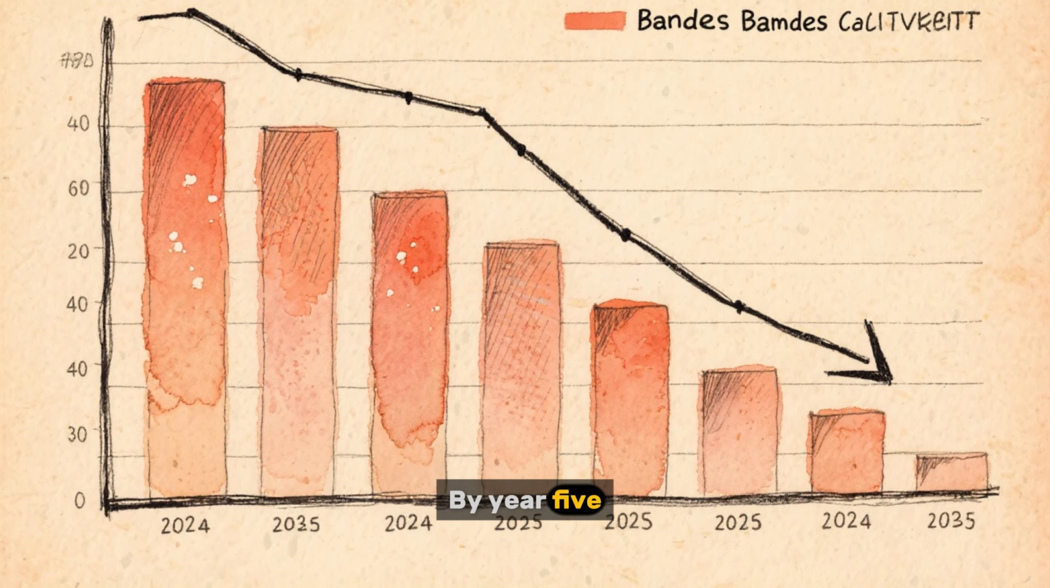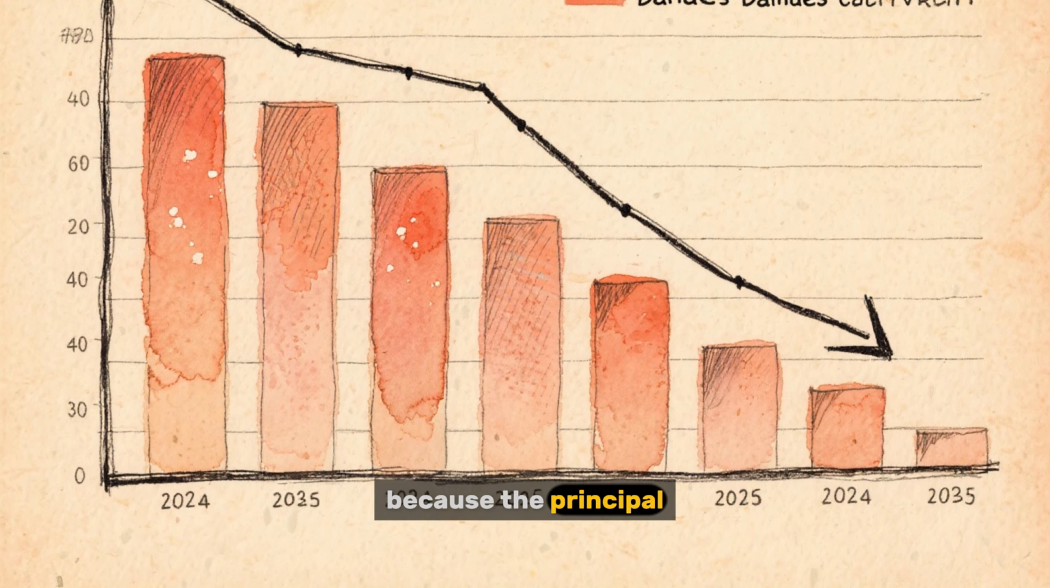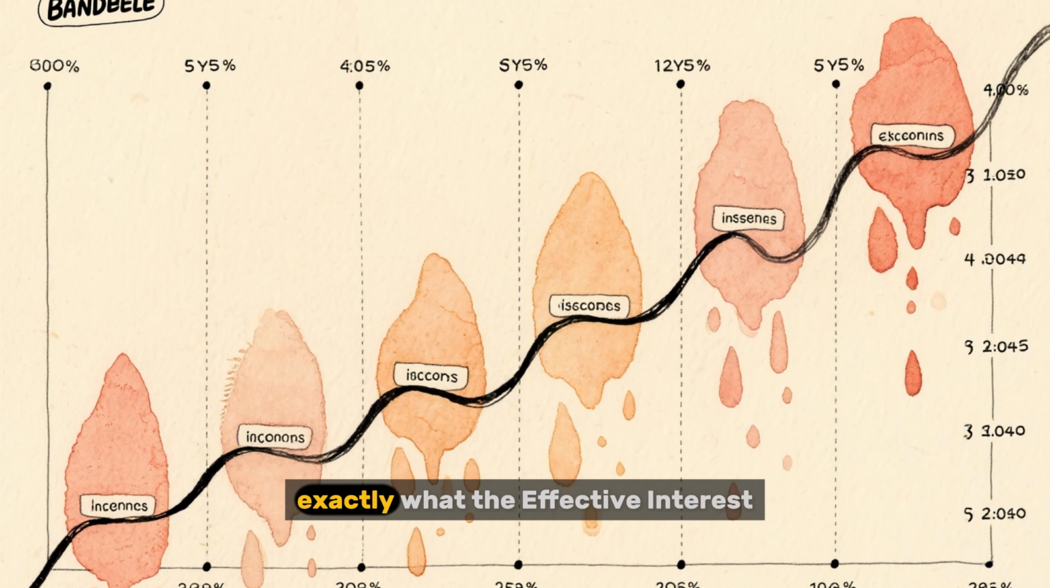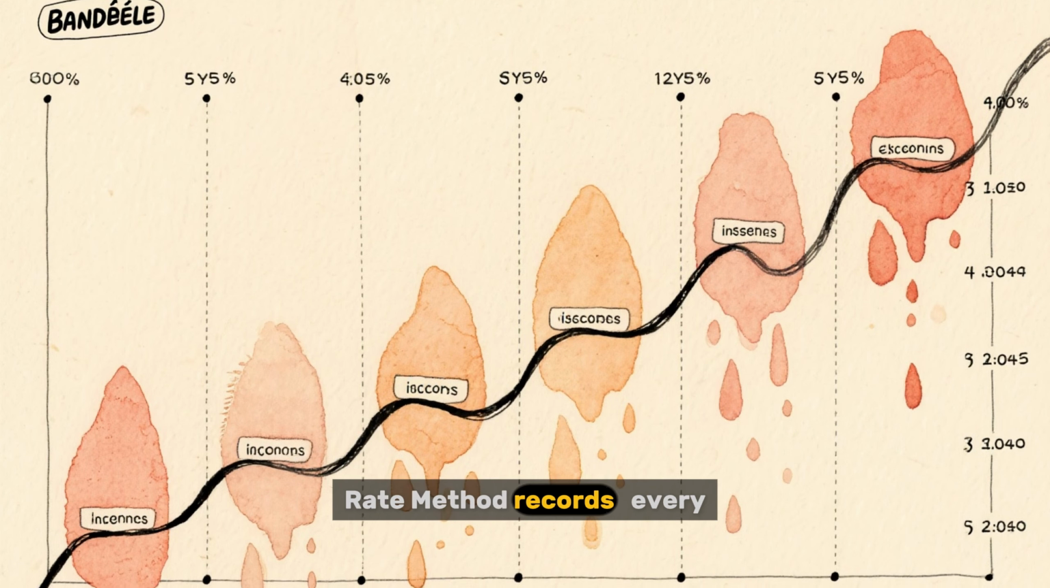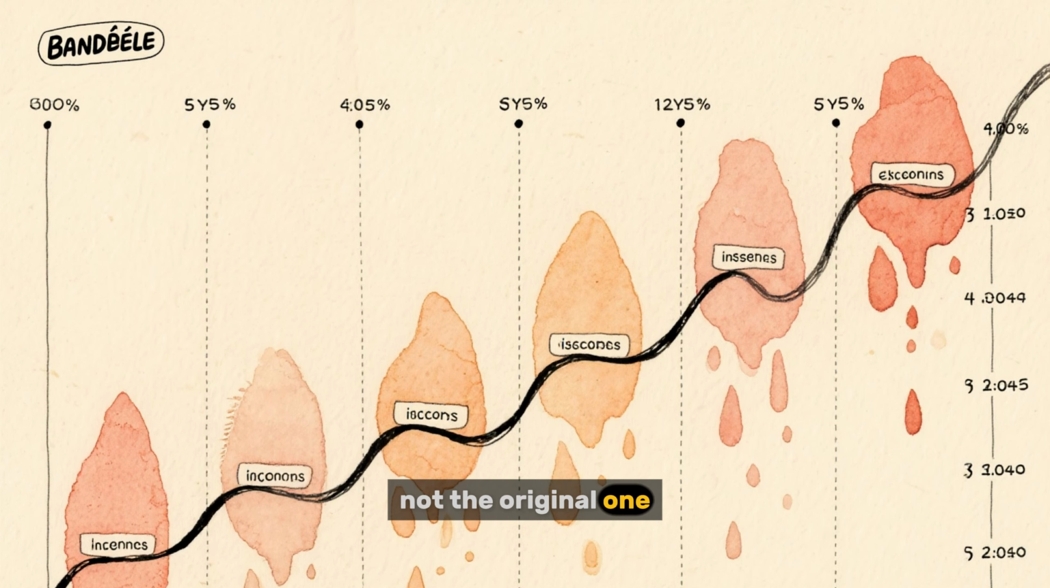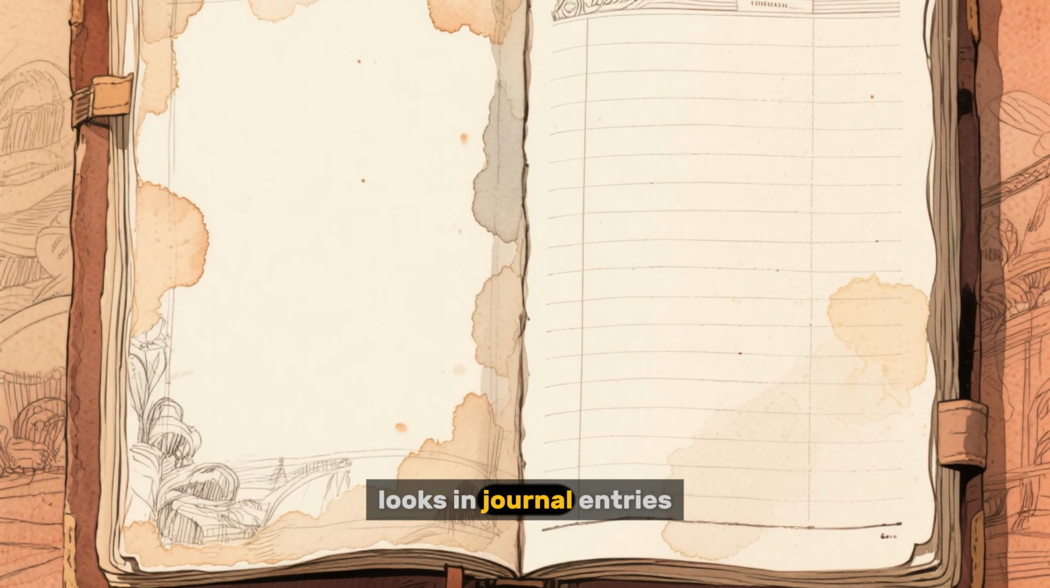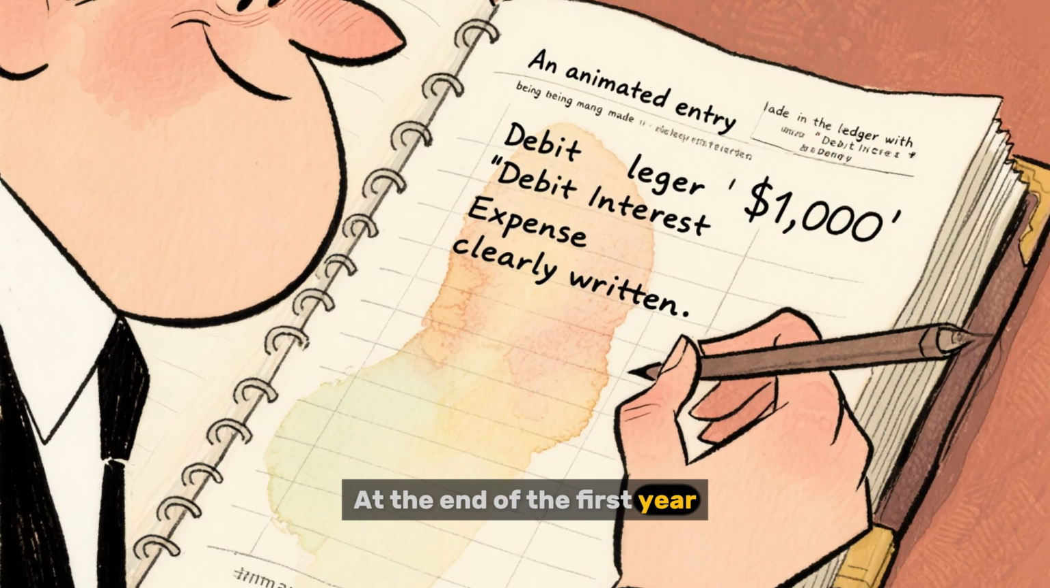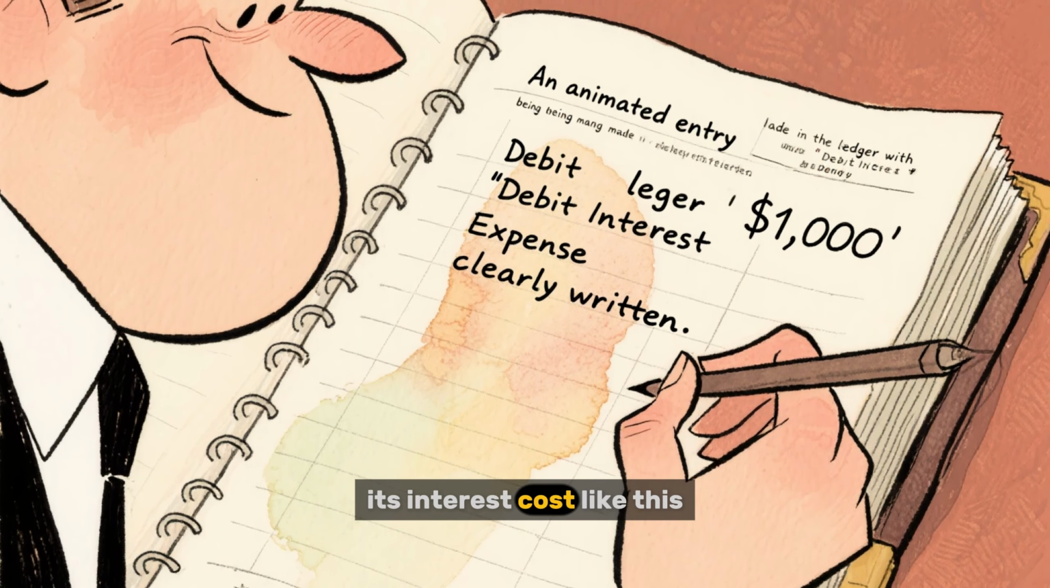By year 5, the interest portion is tiny because the principal is almost gone. That decreasing pattern is exactly what the effective interest rate method records. Every period's interest expense is calculated on the current loan balance, not the original one. Now let's imagine how this looks in journal entries. At the end of the first year, the company recognizes its interest cost like this.